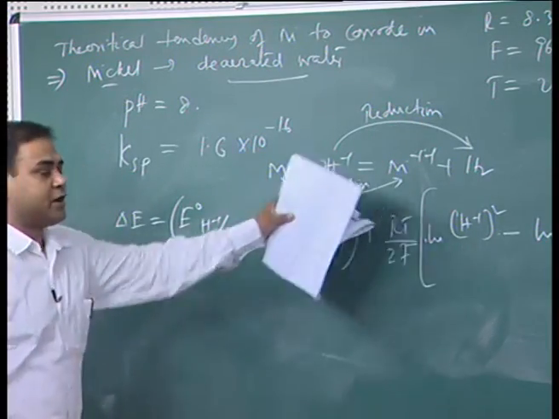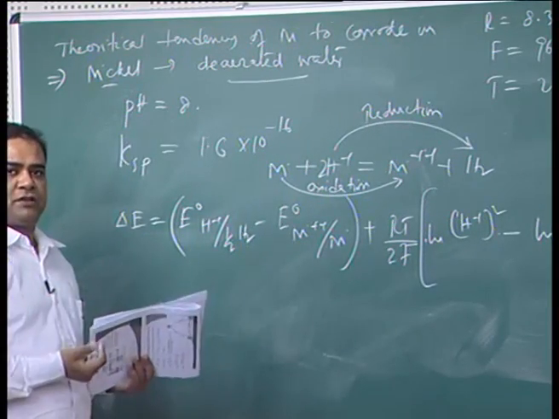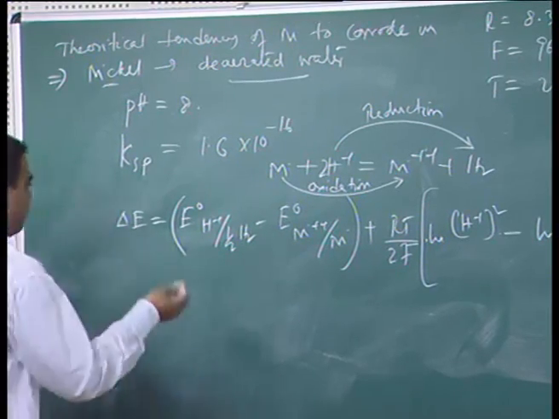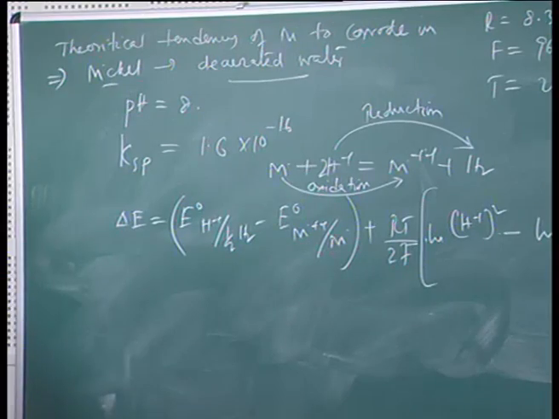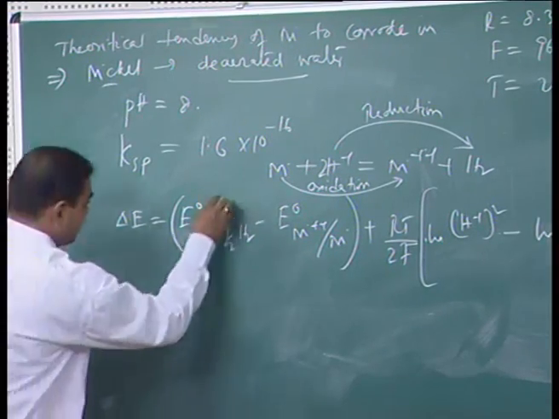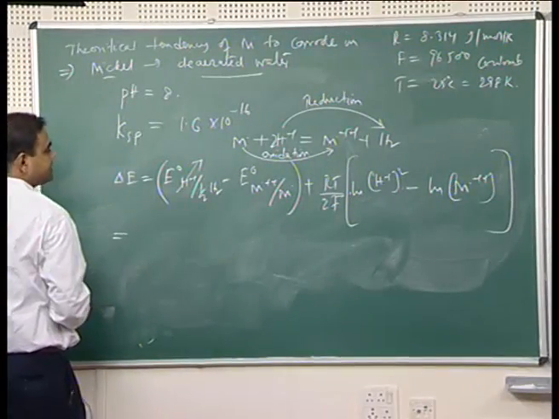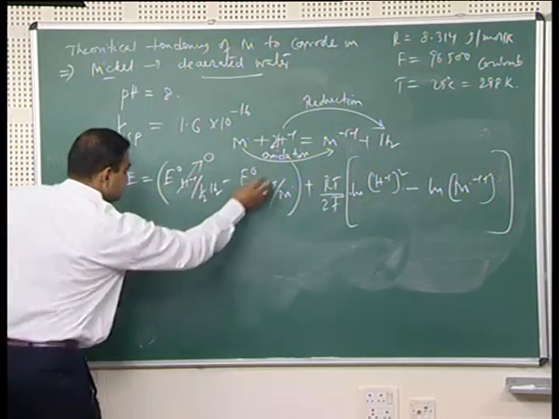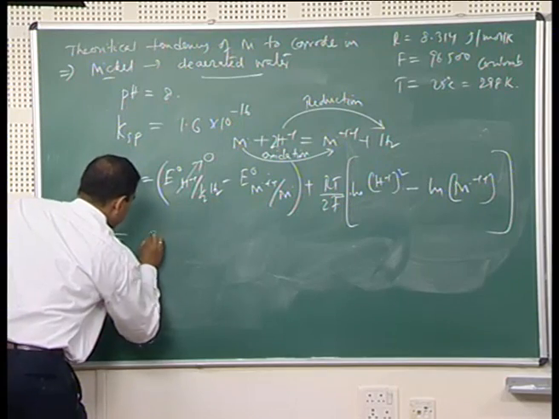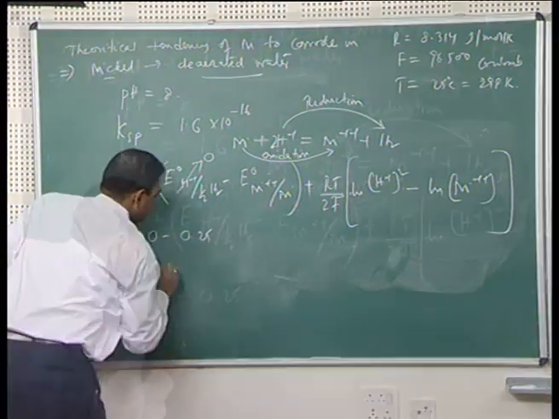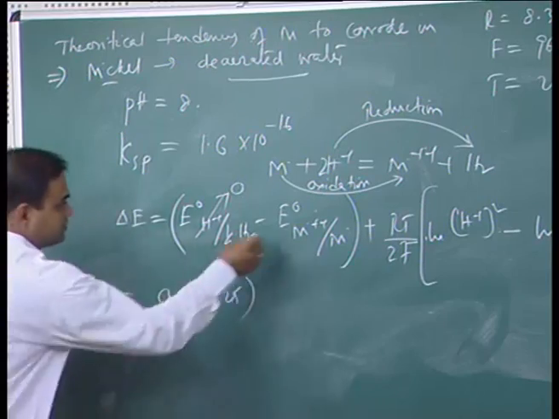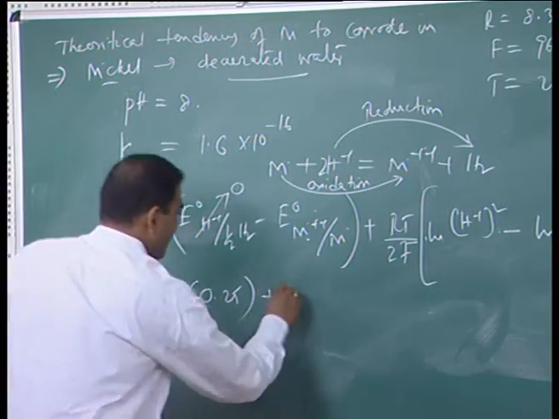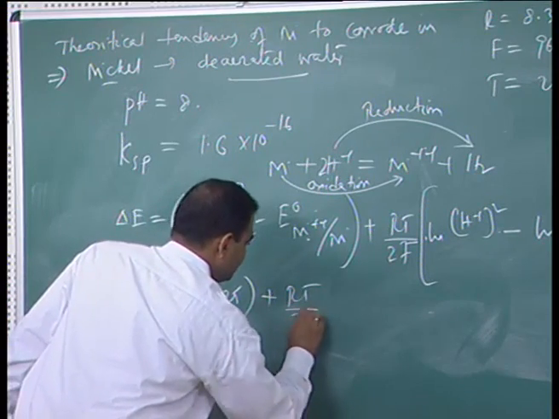So you have a redox reaction, so this is a corrosion process. Whenever you have a redox reaction, that should be a corrosion process. Now if this is the case, we know the value of the standard reduction potential for hydrogen, that is 0. So E cell is 0 minus (minus 0.25), plus RT by 2F.